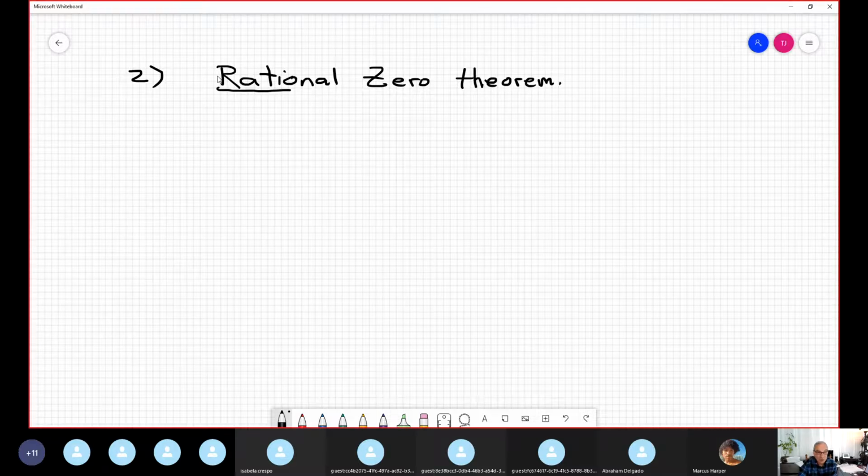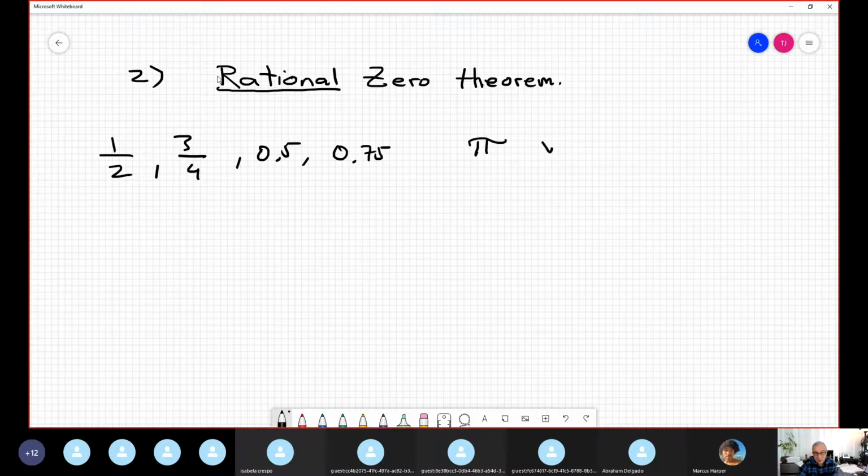The word rational indicates fractions or decimals. So a rational number is 1/2, 3/4, or the decimal 0.5, which is 0.75. An irrational number is one that we cannot express like that. It's pi, for example. It's irrational. We can never express it as a fraction.